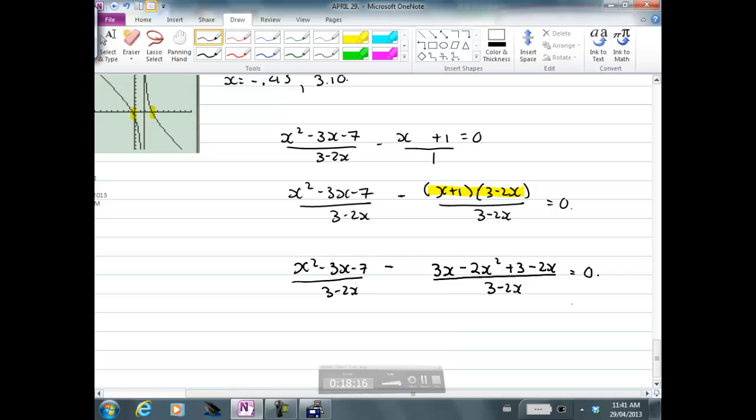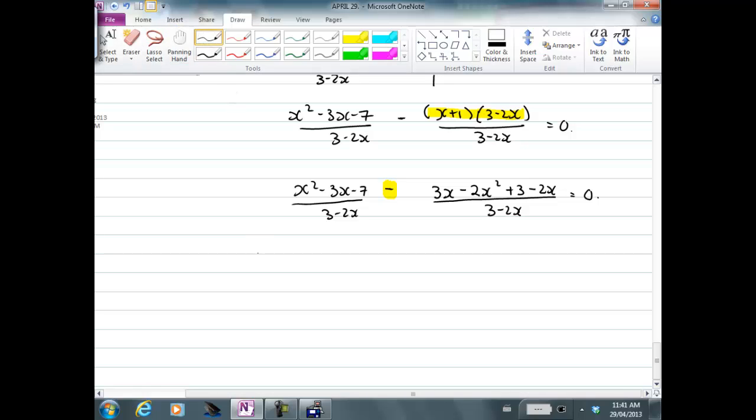I'm going to pause it. See, this minus sign changes everything. You have to be careful about that. So what you should get is x squared minus 3x minus 7 minus 3x plus 2x squared minus 3 plus 2x, all over, well, I'm going to bring 3 minus x. That equals 0, because I'm going to bring it to the other side.